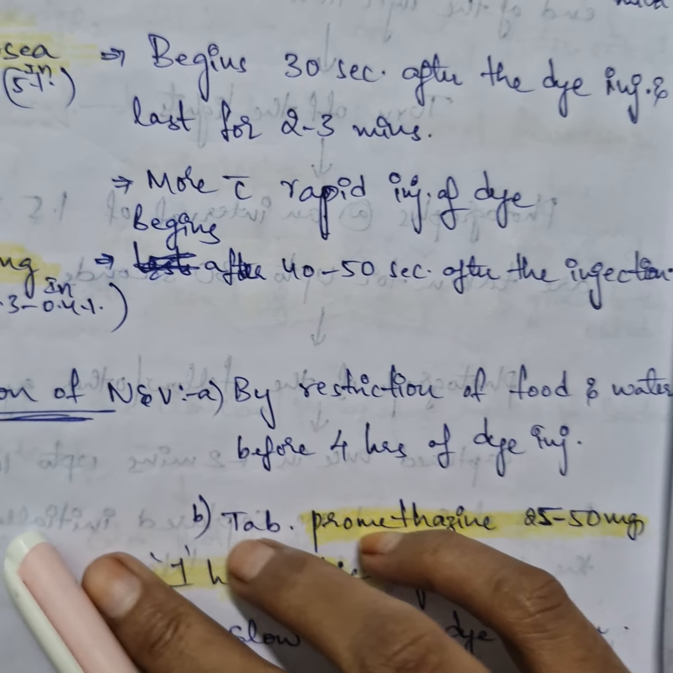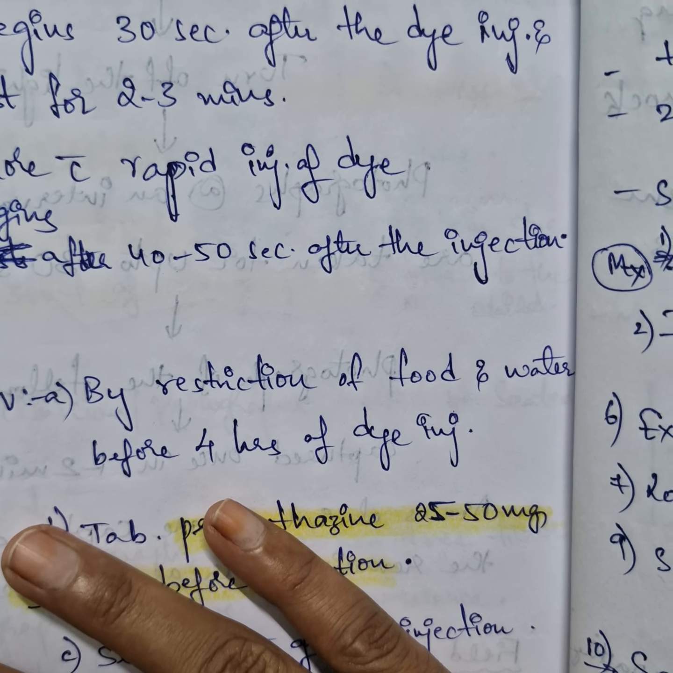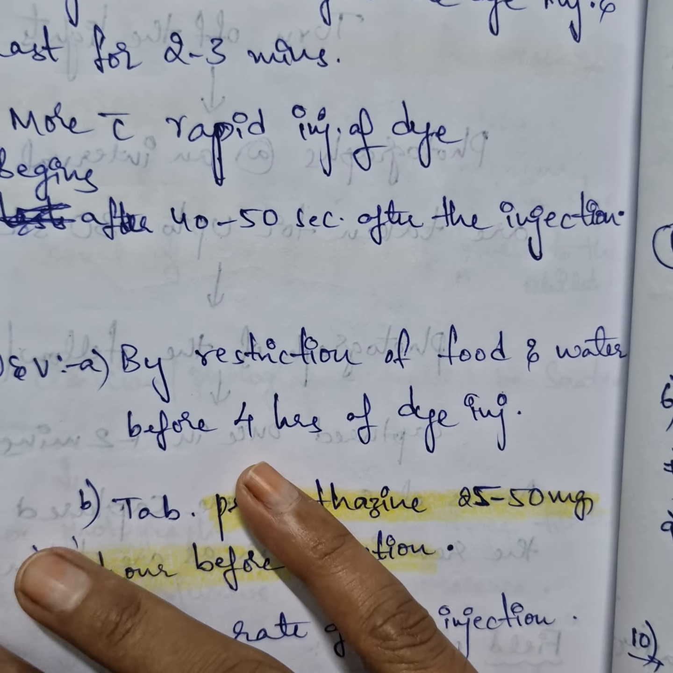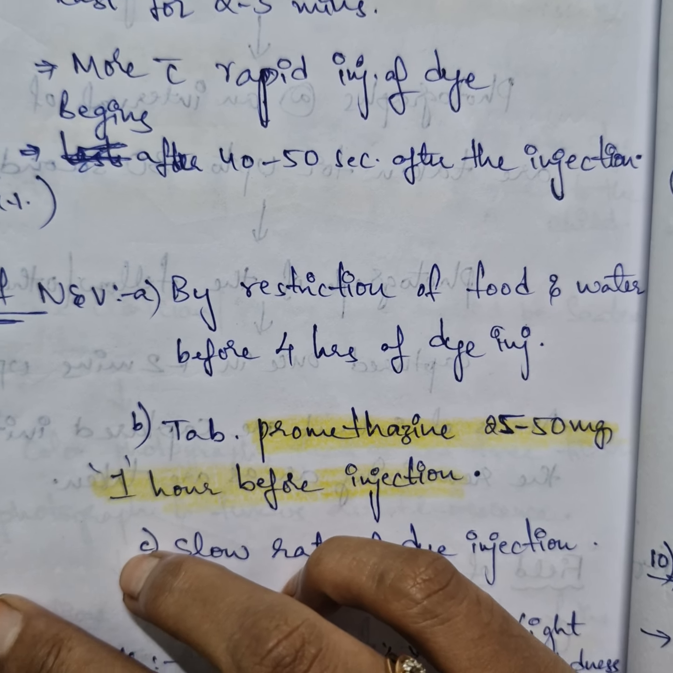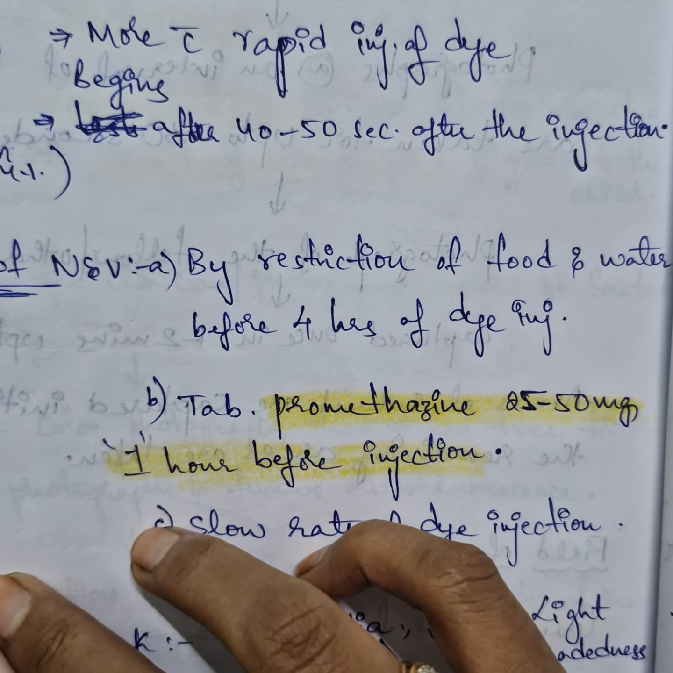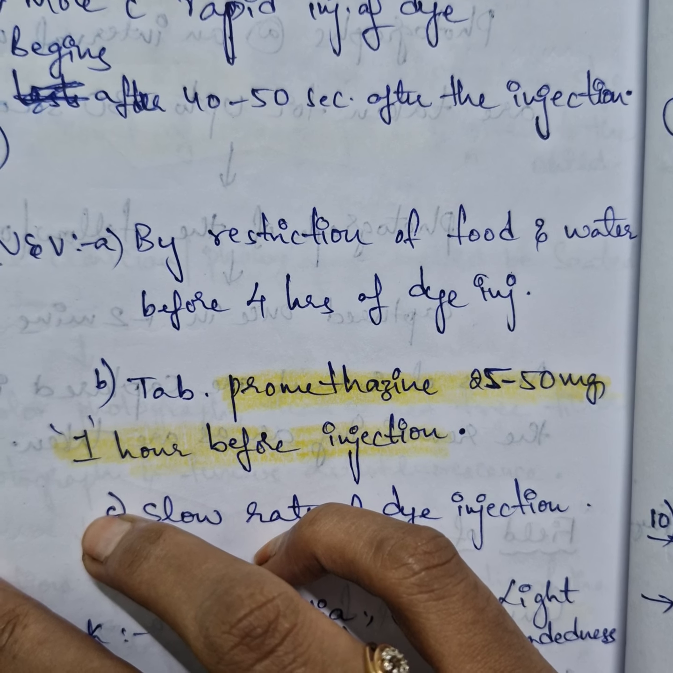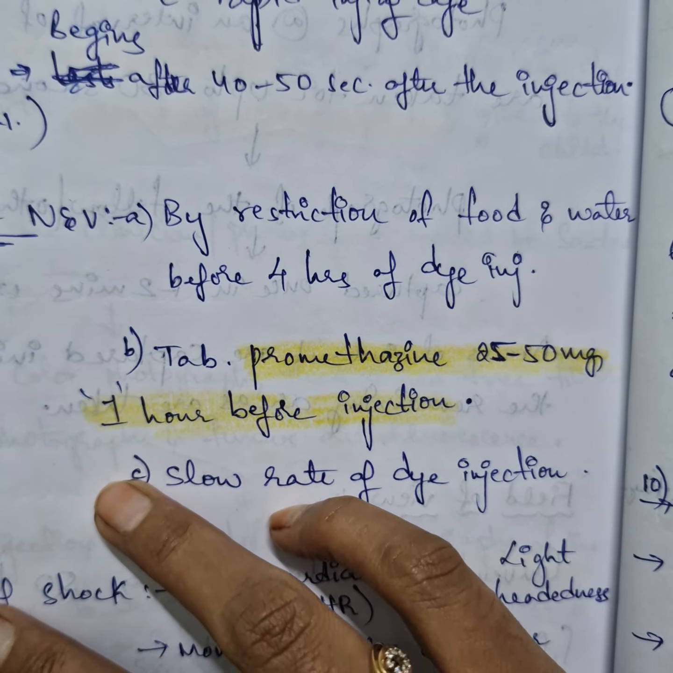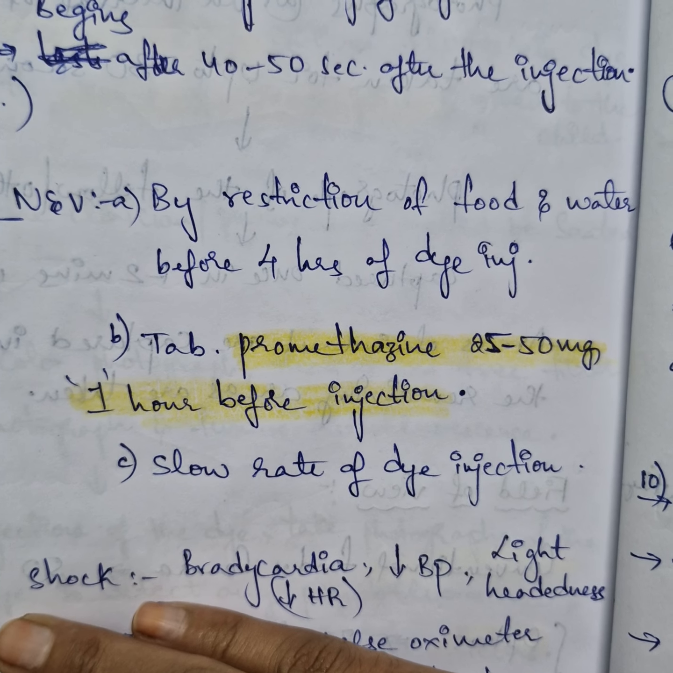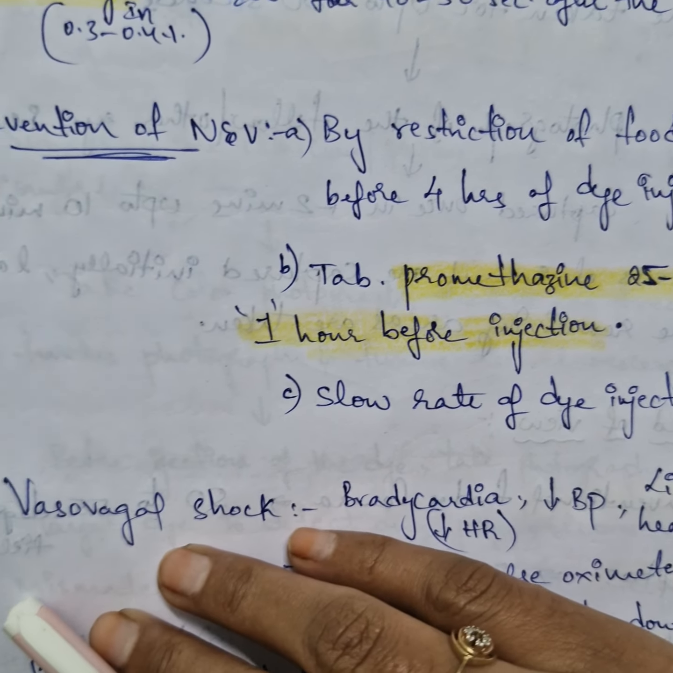So how to prevent this vomiting and nausea is by restricting food and water intake 4 hours before the injection of the dye, or we can use a promethazine tablet 25 to 50 mg 1 hour before the injection, or we can reduce the rate of the dye injection.